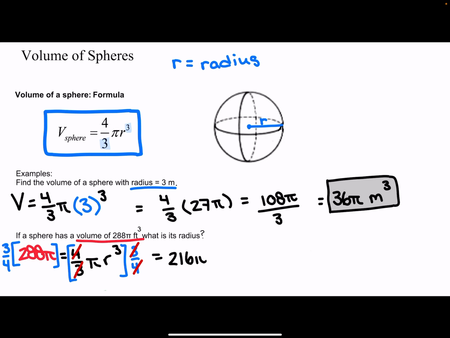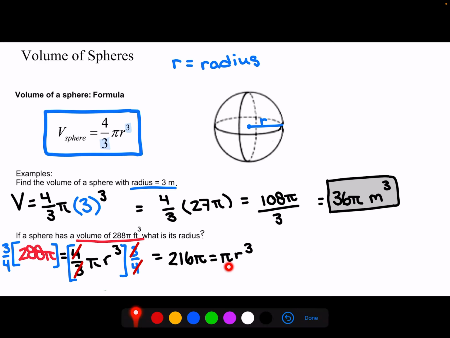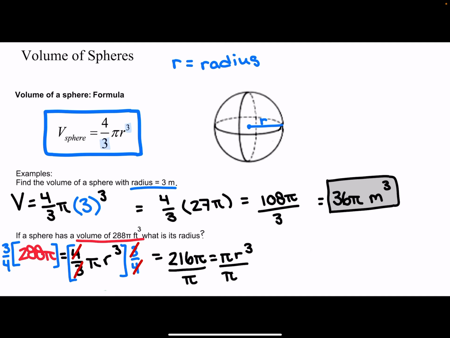So we have 216 pi equals pi r cubed. From here, I need to get rid of the pi. So I divide both sides by pi, and the pi's will just cancel, leaving us with 216 equals r cubed.